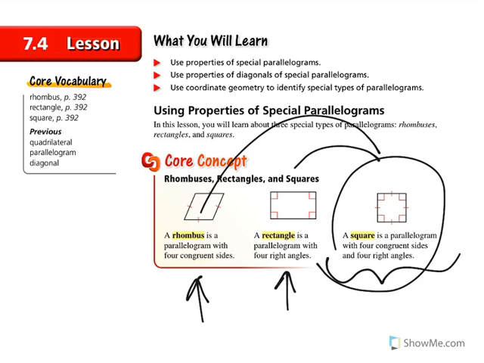Okay, so if you take a look at the core concept, a rhombus is a parallelogram with four congruent sides. So you can see that the consecutive sides, meaning the ones right next to each other, are indeed the same length. A rectangle is a parallelogram with four right angles. You can see here that we have four right angles. And then a square, all the sides are congruent, and it also has four right angles as well.